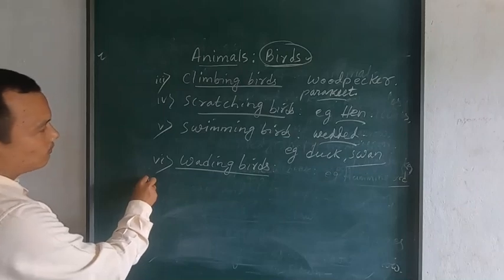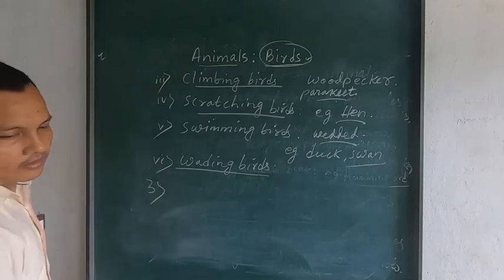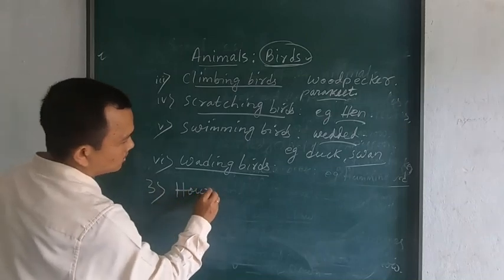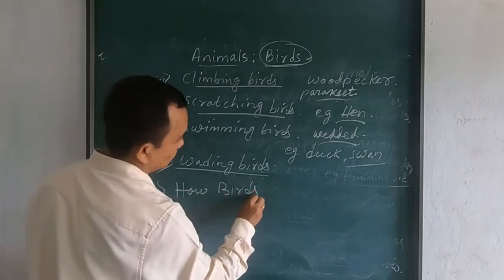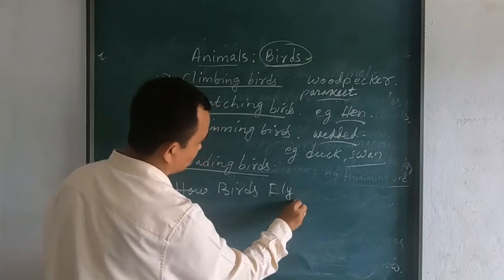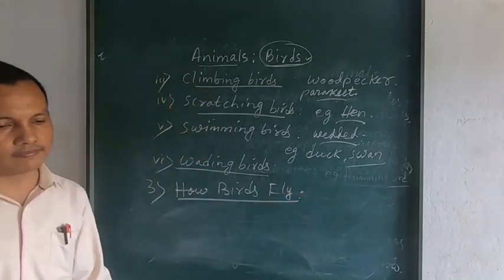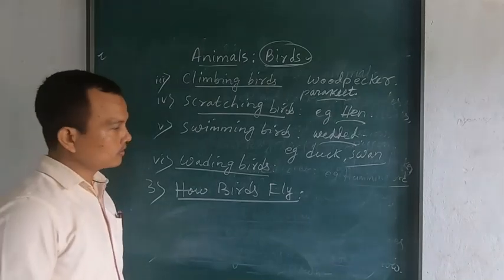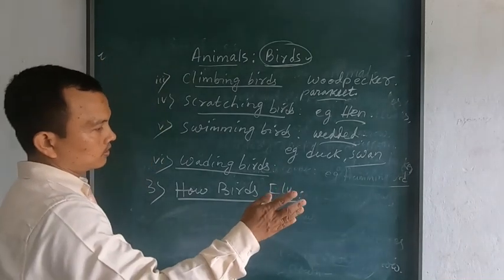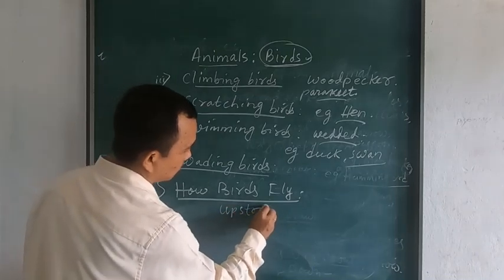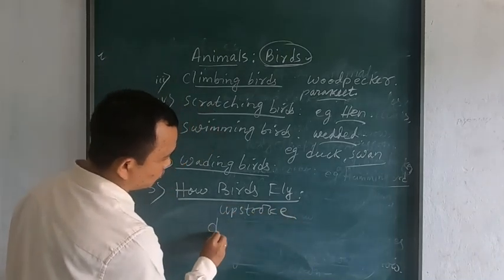Now the third one, let us come to the third point, how birds fly. Yes, this is very important, how birds fly. Birds usually fly in two different ways. One is upstroke and one is downstroke.